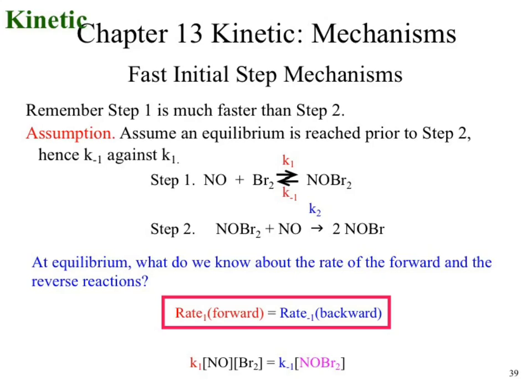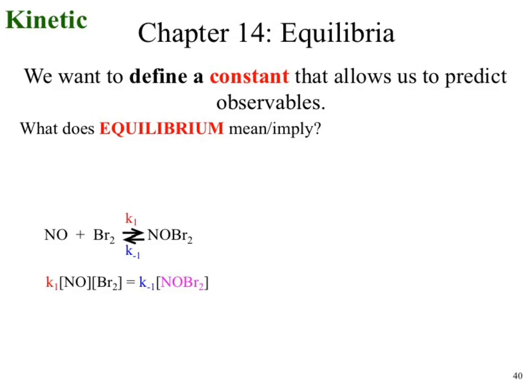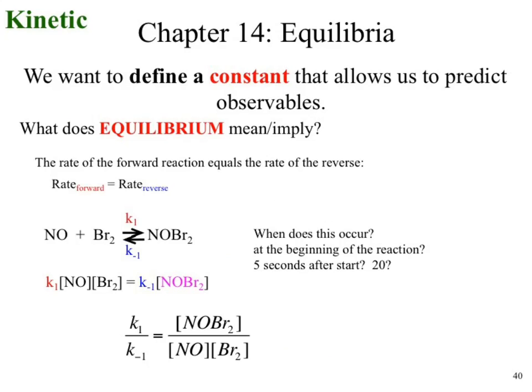What does the bracket NO mean? Concentration of NO. What's the bracket Br2? Concentration of Br2. What's the bracket NOBr2? Concentration. So let's group our constants on one side and let's group our concentrations on the other. By setting that up, we have a new expression where we have a constant divided by a constant.